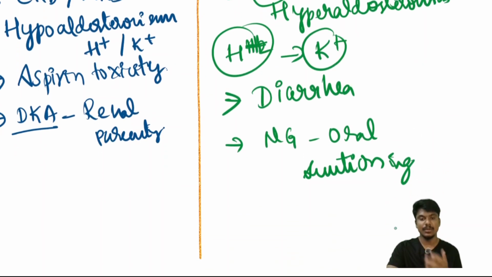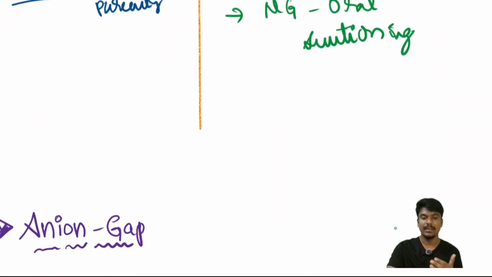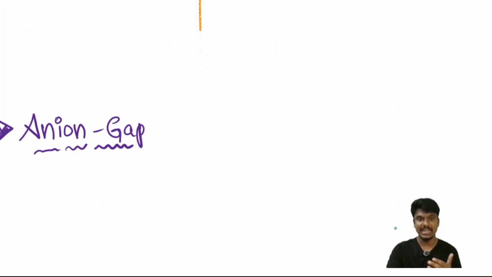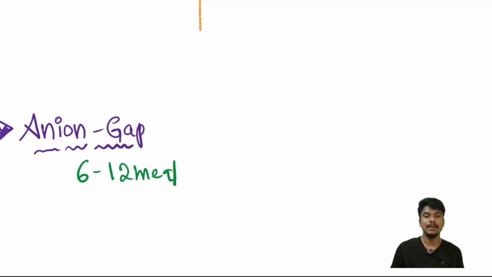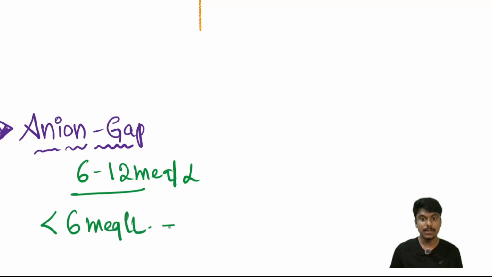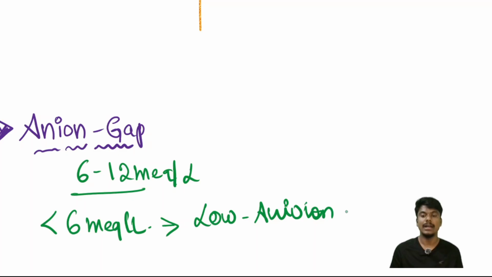Now we will see metabolic acidosis, where we have two different parts. I told you about the anion gap, which we'll talk about in the last session. Normal anion gap is 6 to 12 milliequivalents per liter. If it is less than 6 milliequivalents per liter, we call it low anion gap metabolic acidosis.